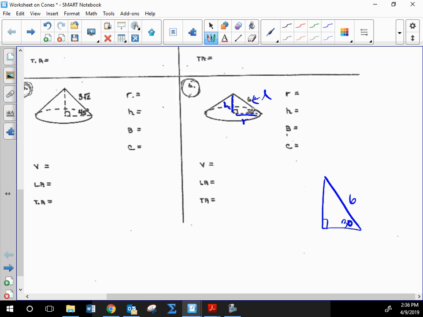Talk to your shoulder partner. Height. I know your radius. Yeah, it's your radius. So it's a height or radius? Radius. Okay, raise your hand for height. Raise your hand for radius. Keep it up for radius. Okay, how do we know?